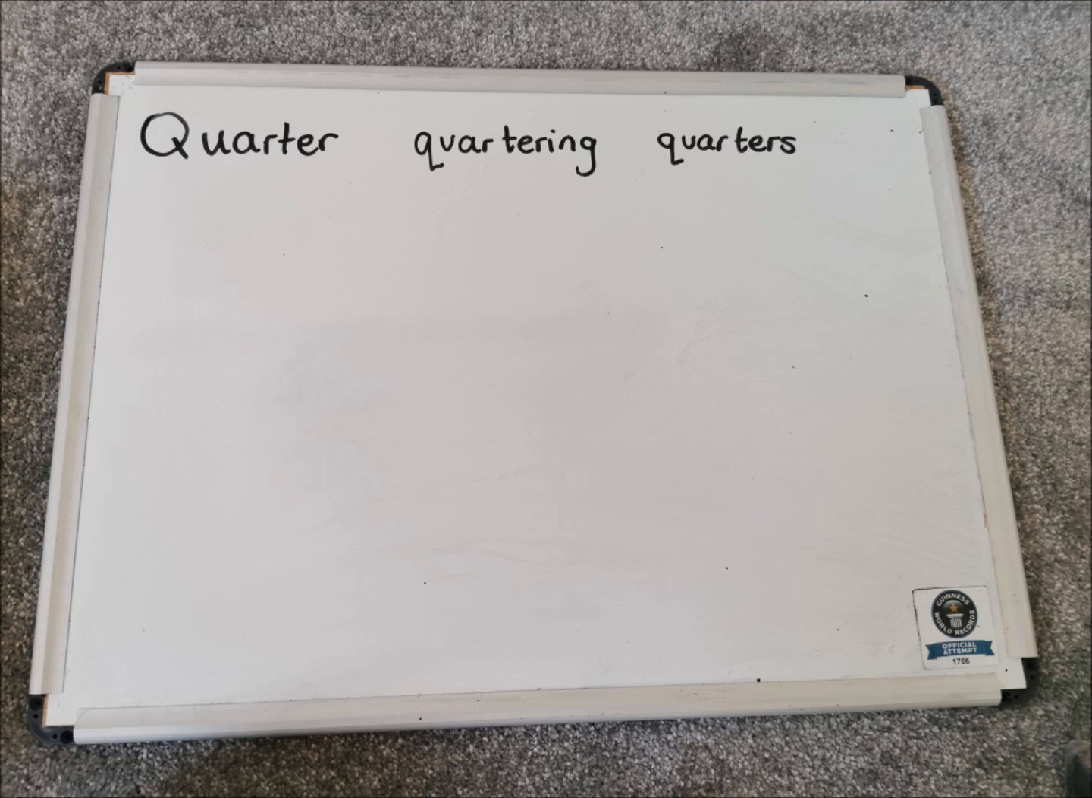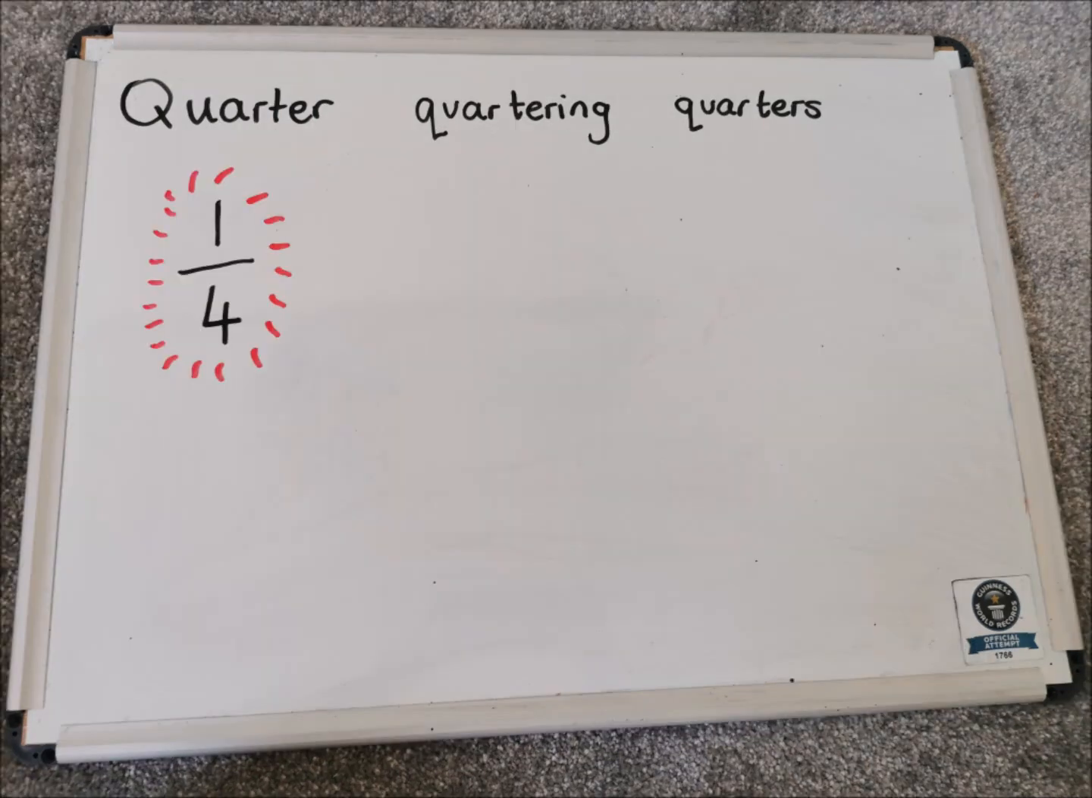So quarters is another new word that we might have heard before, and we're going to be looking at that today. So some words that we might hear: quarter, quartering, quarters. So what does this mean? So here's the next symbol that I've put up in the red circle. There's a 1 and then a line and then a 4. So we say that as a quarter, 1 quarter. So if you see this symbol, you can say 1 quarter.